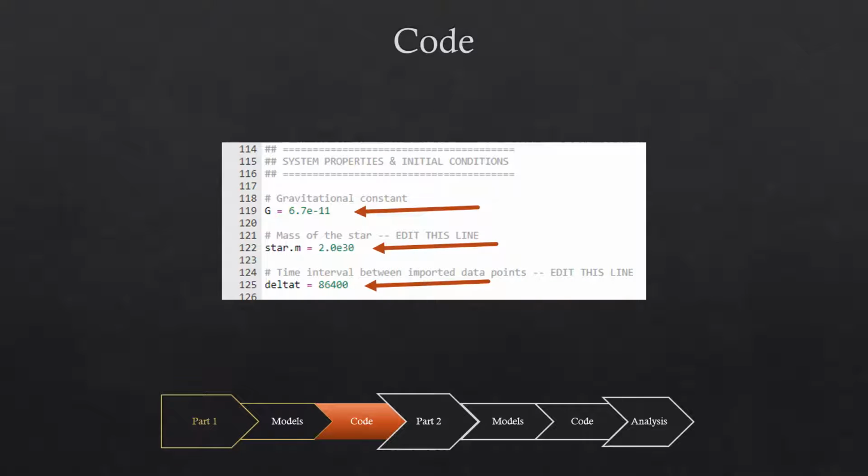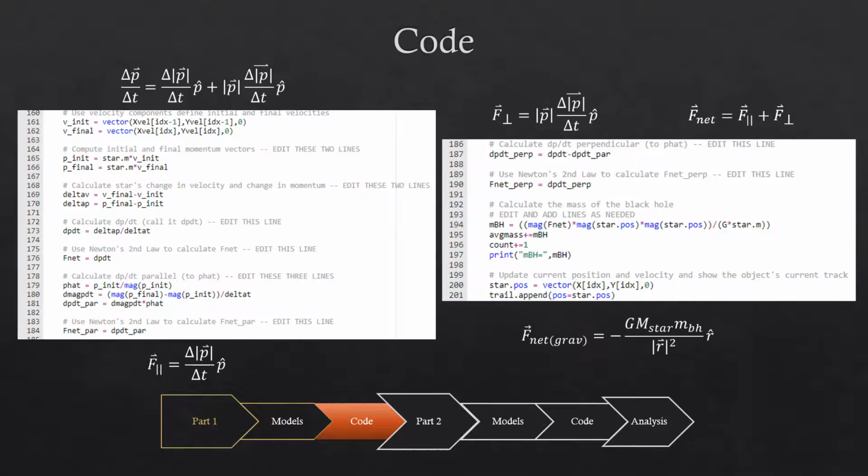Using the GlowScript starter code, I plugged in the star's mass, the time interval, and created calculations using different equations. Defining our initial and final momentum, our delta v and delta t, I used those in Newton's second law to create equations for Fnet, Fnet parallel, and Fnet perpendicular. With this, I made an equation to solve for the mass of the black hole.